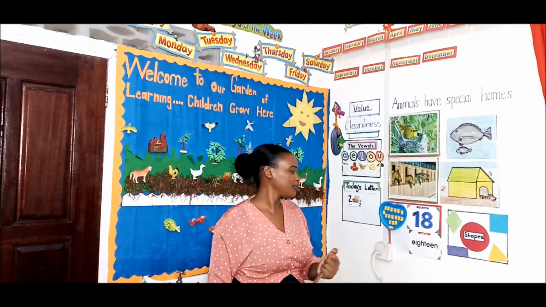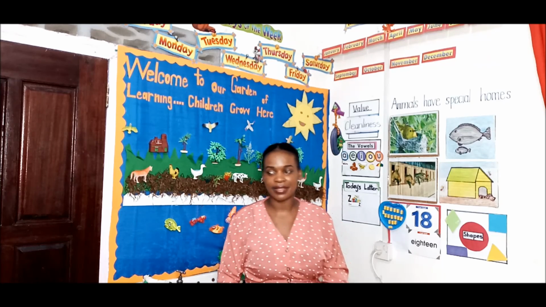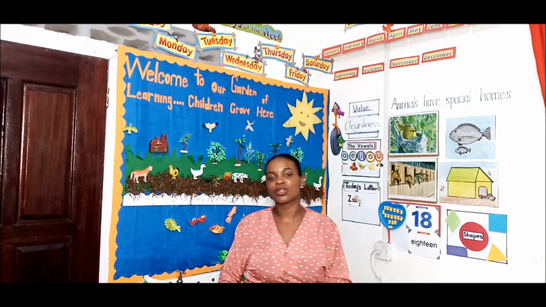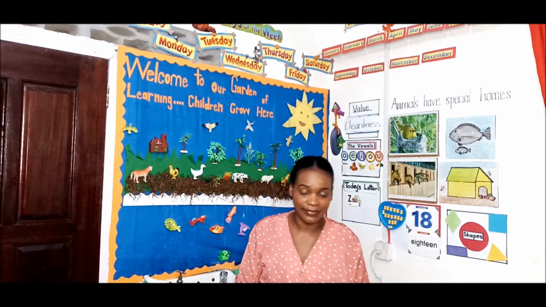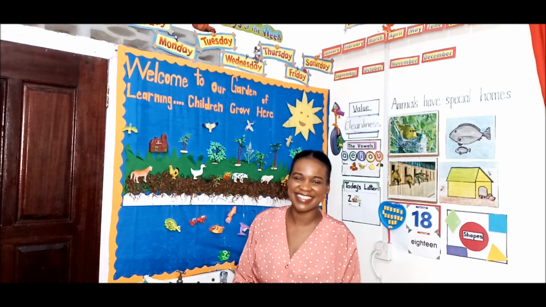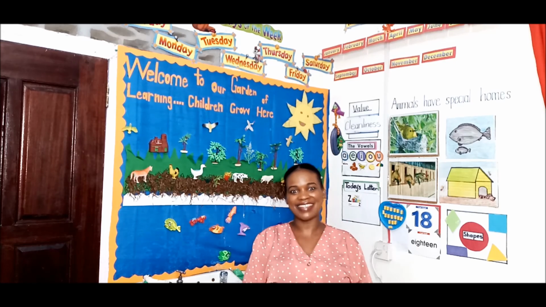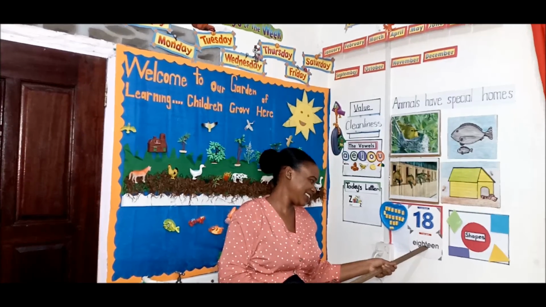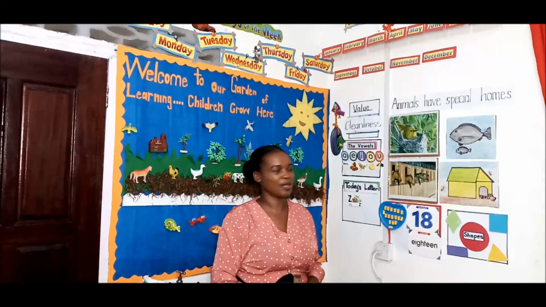It's maths time, it's maths time. I can count from 1 to 18, 1 to 18. Let's go. 1, 2, 3, 4, 5, 6, 7, 8, 9, 10, 11, 12, 13, 14, 15, 16, 17, 18. Yes, 18. How do we spell 18? E-I-G-H-T-E-E-N, 18. Okay, boys and girls?